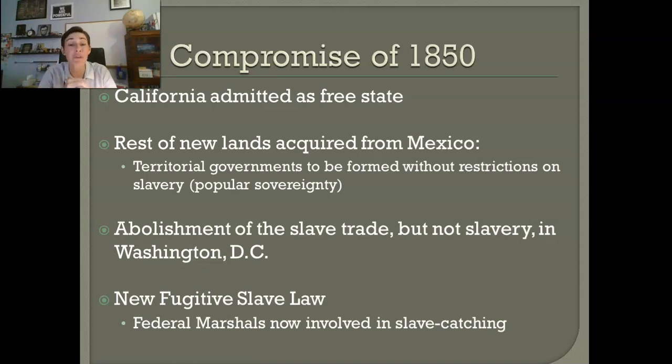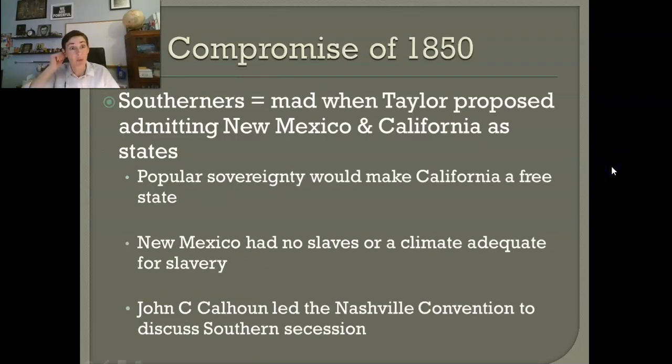Then you have a new fugitive slave law. Now, the federal government is involved in slave catching, okay? So now you've got federal marshals rolling around in the free territories looking for slaves that escaped from the South. This was very, very bad. A lot of people in the North didn't like it, for a number of reasons. Number one was the federal government was coming in and trying to mess with what they were trying to do. So that was a problem.